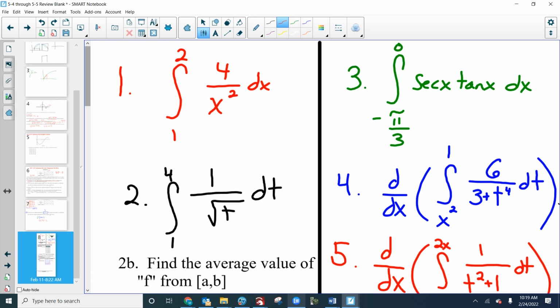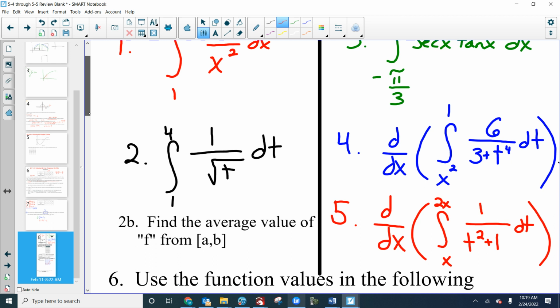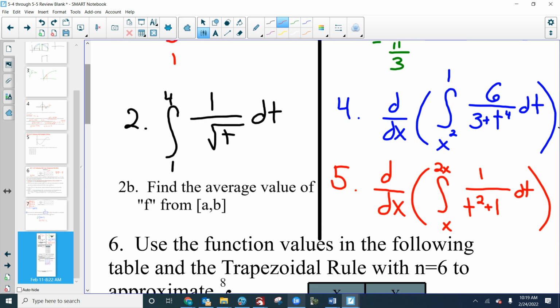All right. Number 2. You should look at that and say, I don't know that rule. But it's t to the 1/2, so I can move it up as t to the -1/2. Remember, if we're going to rewrite it, we need to keep the integral. If you anti-differentiate, you need to drop the integral.